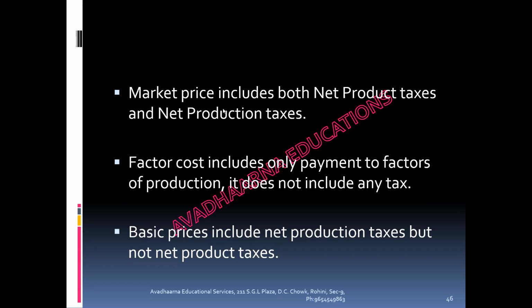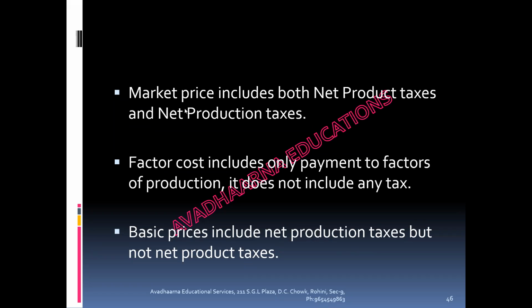So market price includes both net product taxes and net production taxes. Factor cost includes only payment of factors of production. It does not include any tax. And basic price includes net production taxes, but not net product taxes. I'll repeat myself. These are the three very important points which need to be remembered in national income accounting.